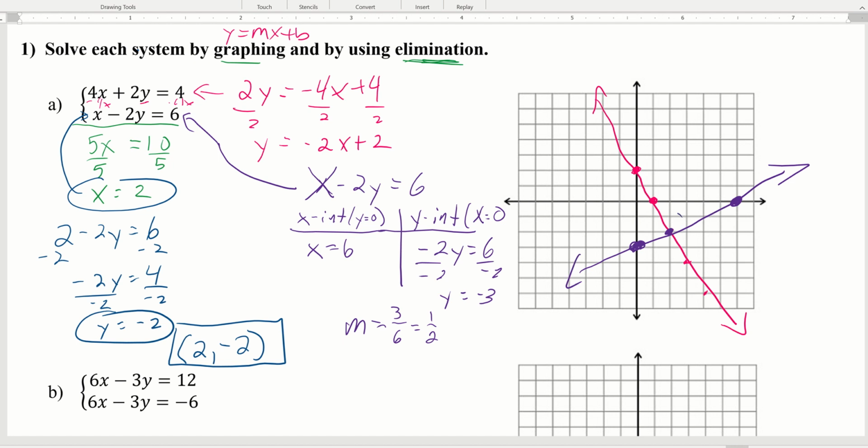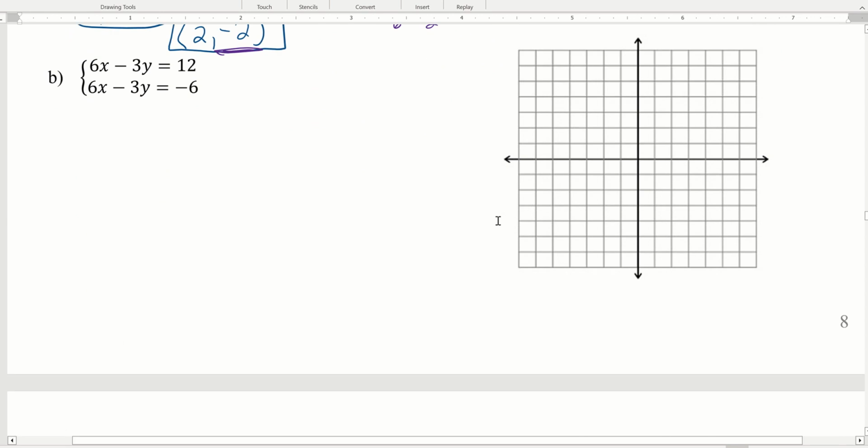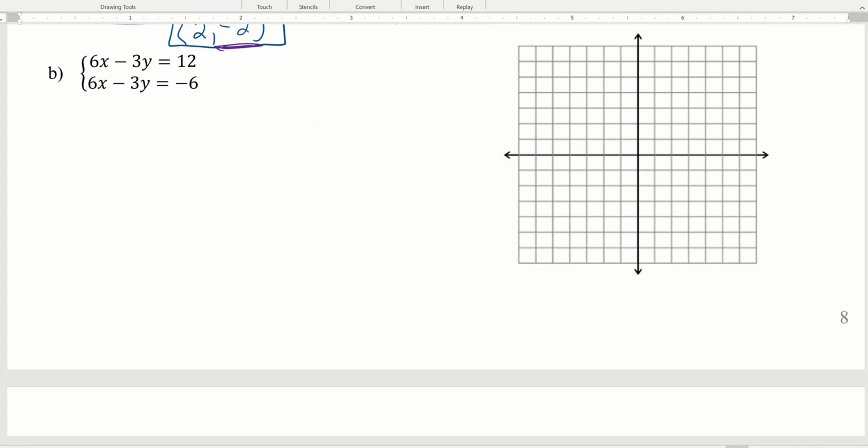So if you notice, that is our answer, which just happens to be 2, negative 2. So this point here matches this one down here. Whole lot of work. Typically when you do these, you're not going to try to solve it with multiple methods. We're just doing this to give you the idea of a few different ways to solve these.